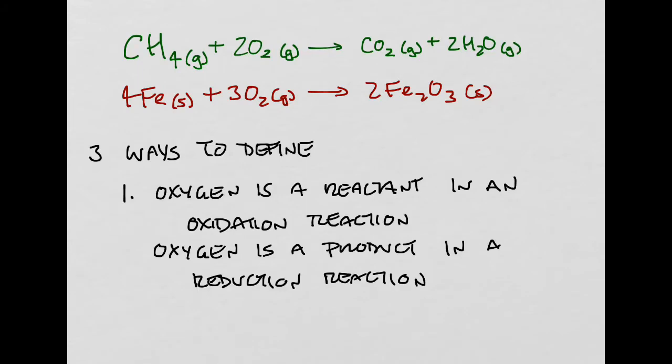All right, so the first thing is that oxygen is going to be involved. And in this case, there are two ways in which oxygen can be involved. Either oxygen's a reactant, and if that's the case, we call it an oxidation reaction, or oxygen's a product, in which case we call it a reduction reaction. Okay, so when oxygen is involved, it's a redox reaction for sure.